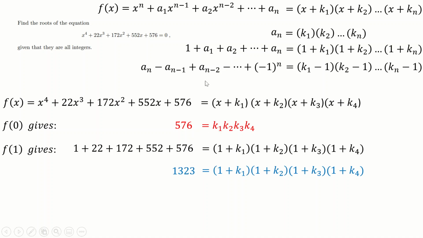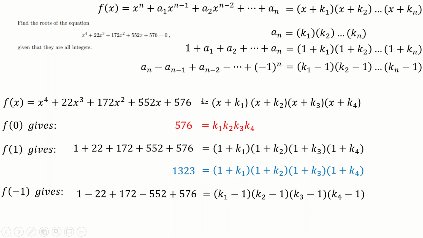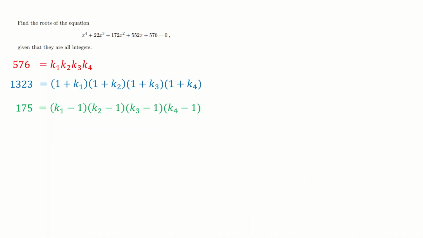The third rule, now it's probably easier just to use f of minus 1 again to see this third rule. Just put f of minus 1 into here. We get minus 1 to the power 4 is positive 1. Minus 1 to the power 3 is negative 1 times 22 is negative 22. And so on, minus 1 squared is positive 1, so we add 172. And then again, we put minus 1 into our factored form, and we end up with this. And we tidy that up, and we end up with our third important equation. So those are our 3 super important equations that we're going to use to solve for all of our k's, which will then give us our roots.